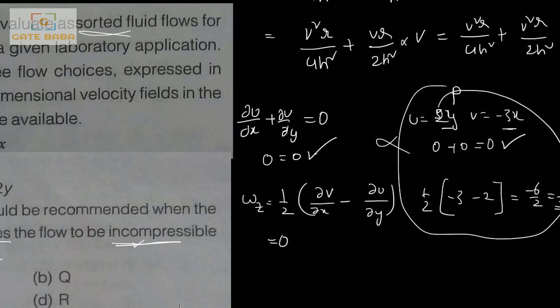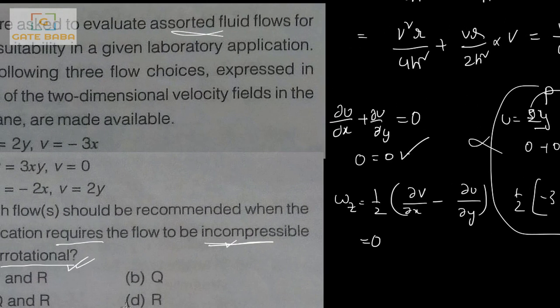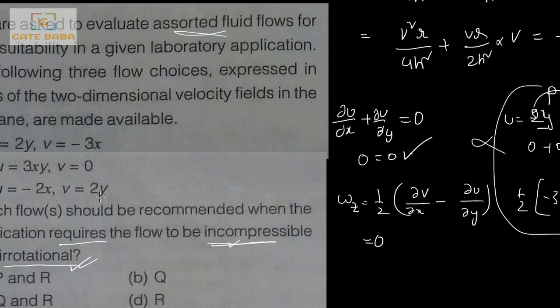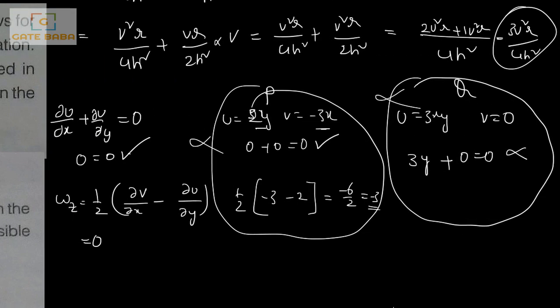And next the given fluid is u equals minus 2x, v equals 2y for R. u, v are given. So just apply the continuity equation. Dou of minus 2x by dou x, that is minus 2, plus for dou v by dou y it is 2. So it equals 0. First condition is okay.